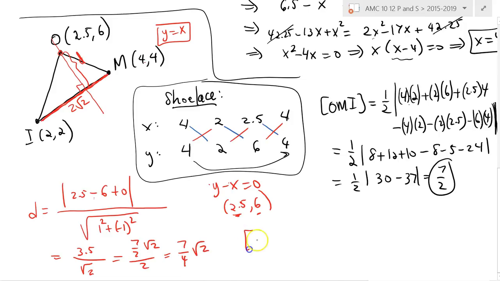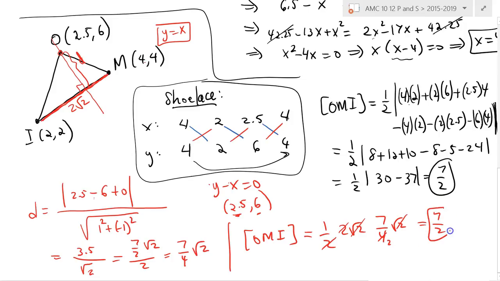Now we can go ahead and recalculate the area one more time. OMI is just 1/2 times the base, 2 root 2, times the distance, 7 over 4 root 2. The root 2's cancel, and there's a 2 remaining, and boom, you have 7 over 2. All right, so this is a coordinate solution.